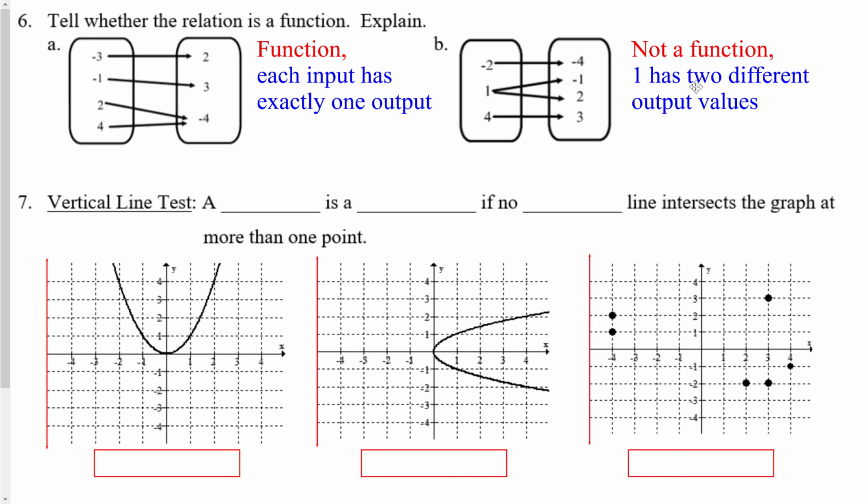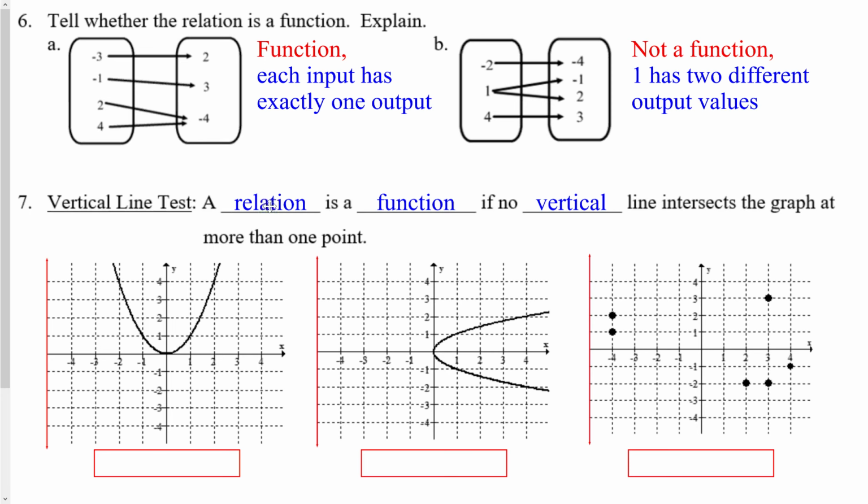Another way of determining whether or not we have a function is using what's called the vertical line test. So a relation is a function if there is no vertical line that intersects the graph at more than one point. So this is more of a visual one. When you have a graph, this is the method of test that you would want to use.